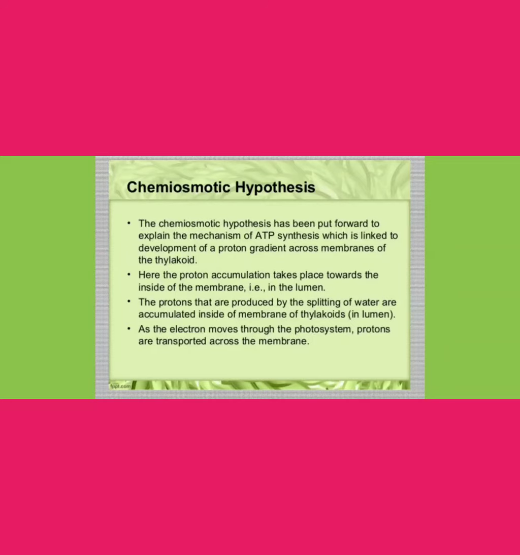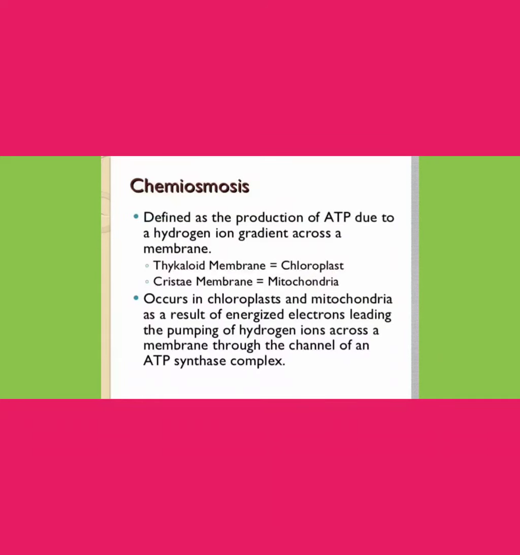While they are moving from the high concentrated lumen to the low concentrated stroma region, a certain amount of energy is released. With this energy, when 3 protons are jumping from lumen to the stroma region, one ADP and one inorganic phosphate combine to produce one ATP molecule. Like this, for 3 protons, the production of one ATP molecule occurs. This is called the chemiosmotic hypothesis, which was explained by Peter Mitchell.